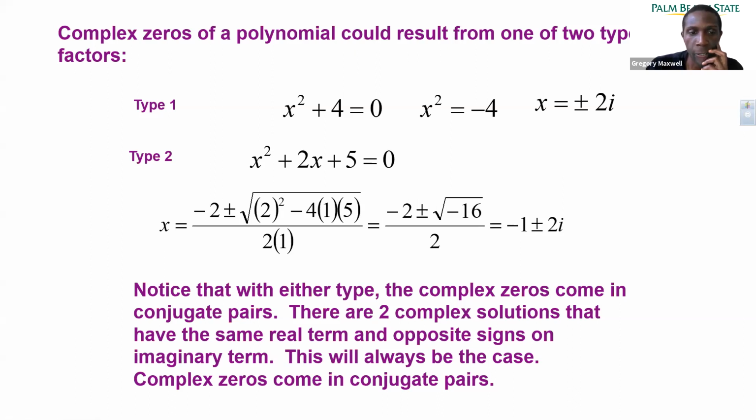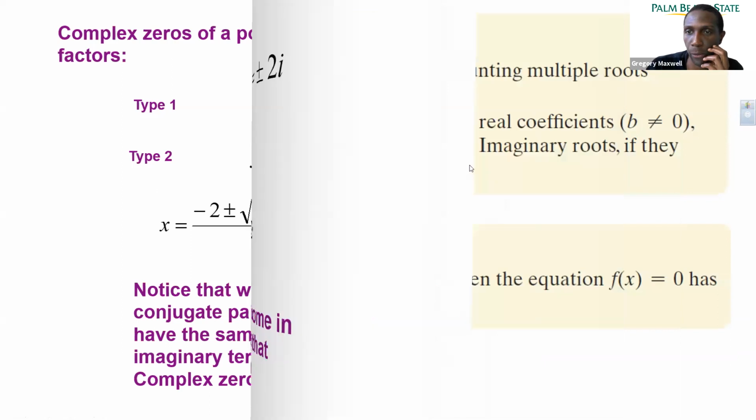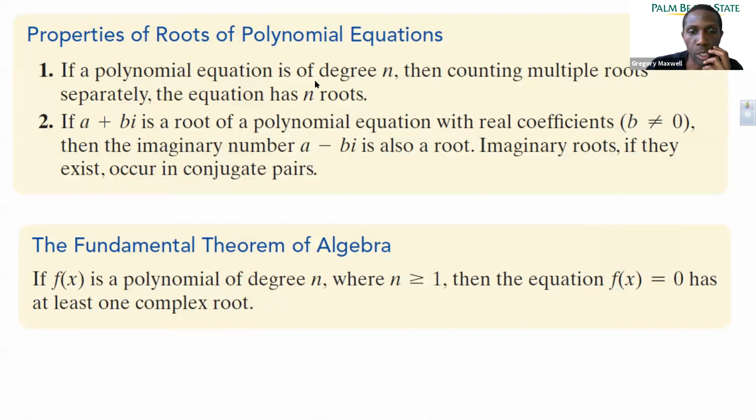It says, notice that with either type, the complex zeros come in conjugate pairs. There are two complex solutions that have the same real term and opposite signs on imaginary terms. This will always be the case. Complex zeros come in conjugate pairs, that is, if the polynomial has real coefficients, which is the only type of polynomials we'll be dealing with. So these are the rules here.